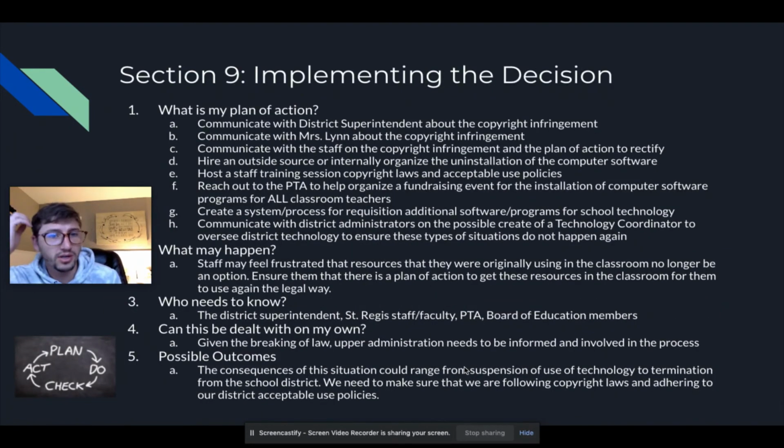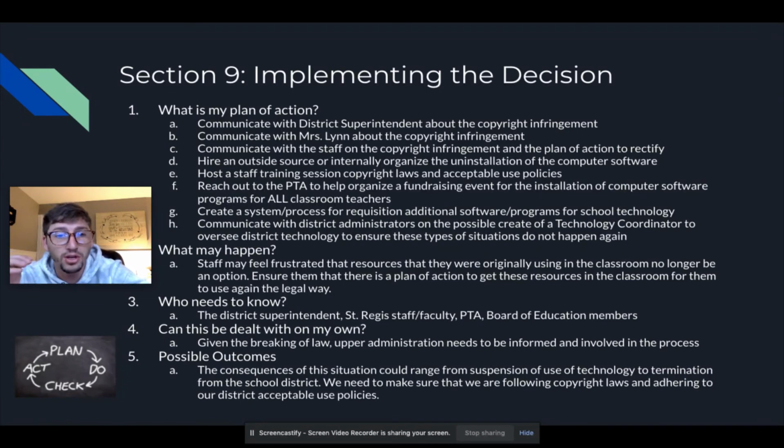Implementing decisions. So, what is my plan of action? These are the steps that I would take depending on the outcomes of those. Whatever action I took, they might need to be moved around. But prior to beginning, I would communicate with the district superintendent about the copyright infringement. Then I would communicate with Mrs. Lynn about the copyright infringement. Then I would communicate with the whole staff on the copyright infringement and the plan of action to rectify.